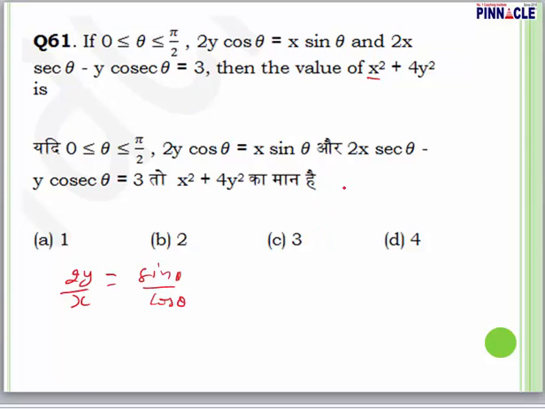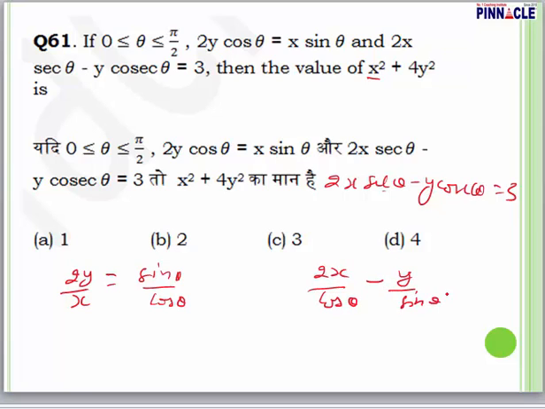2x secant theta minus y cosecant theta is equal to 3. Now for secant you can write 2x over cos theta, and minus y, in place of cosecant you can write y over sin theta, which is equal to 3. We have just rewritten the equation.